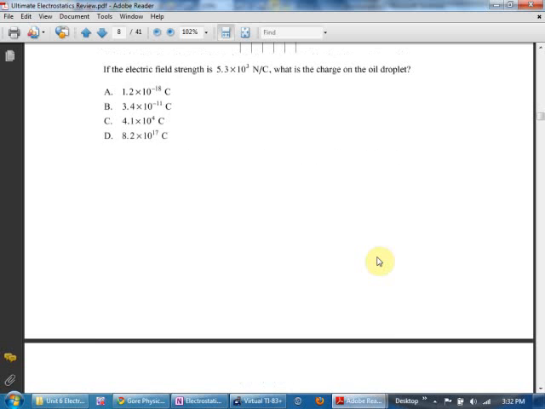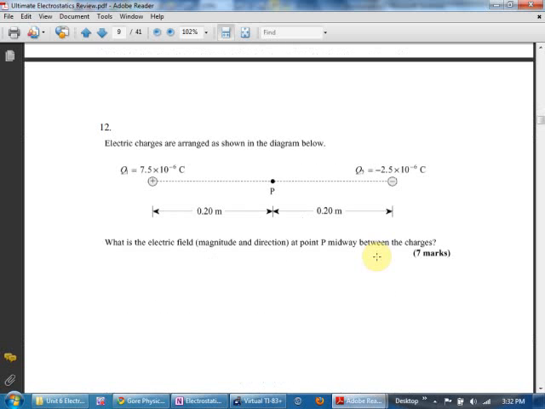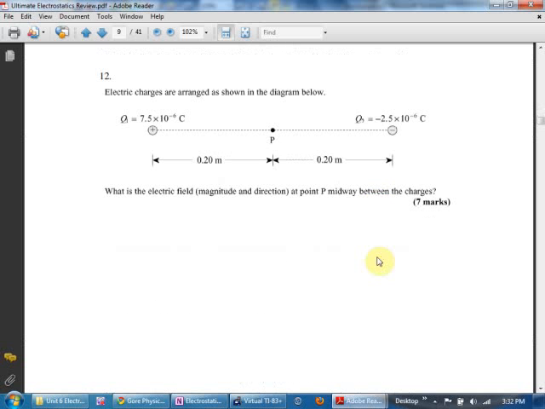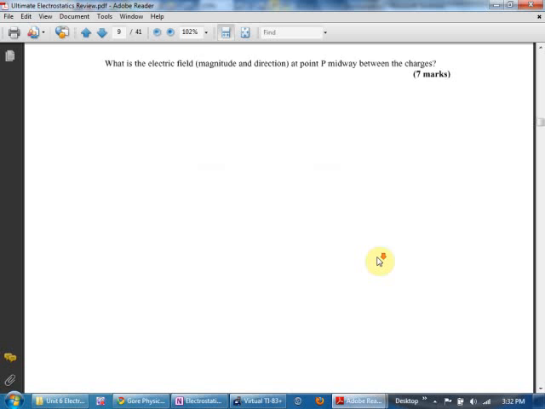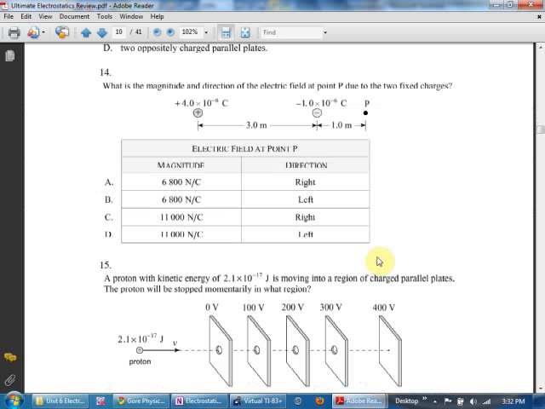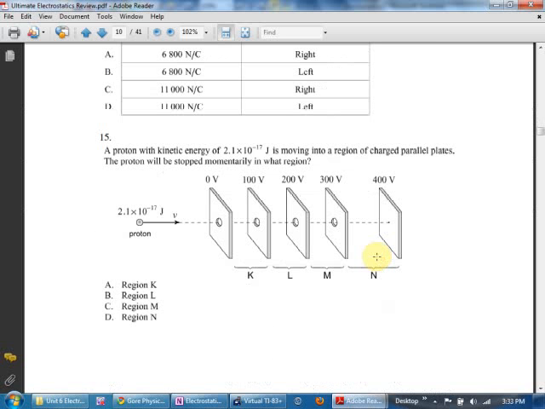Here are your two charges. Find the electric field. This one's even halfway, just like the one that we did. So I like number 12. I want to talk about number 15 because there's some good nerdy stuff here.